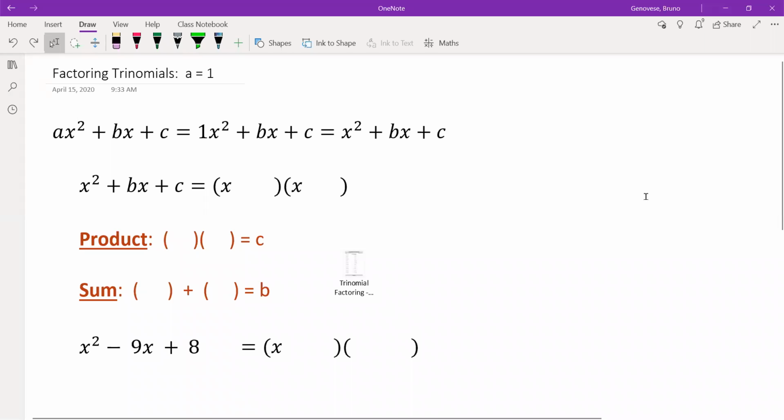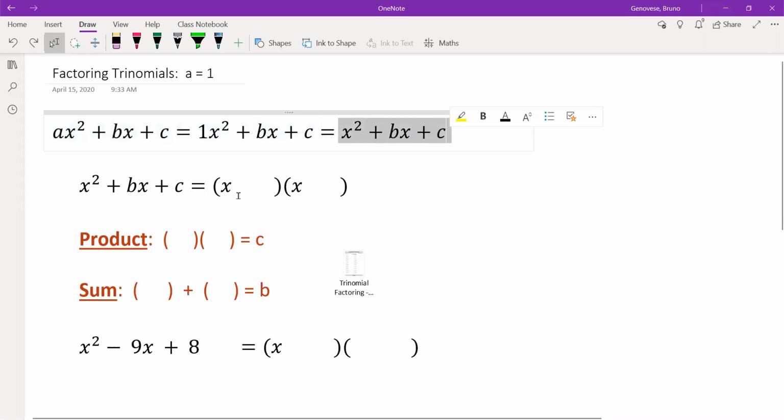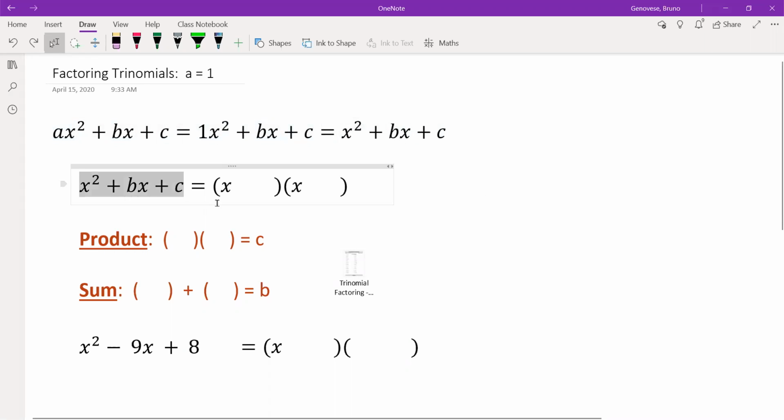Okay, so now taking a look at factoring trinomials when a is equal to 1. Just a reminder, what we have here is the standard form for a quadratic relation. If the a value is 1, then the way we're going to be taking a look at that is this format here. This format will always factor to this look, assuming there's no greatest common factor, which we'll take a look at in a moment.